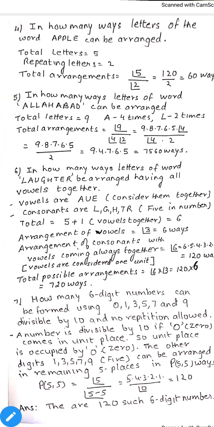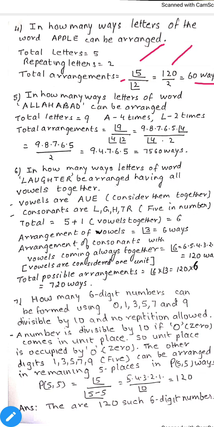In how many ways letters of the word apple can be arranged? Total letters are 5, repeating letters are 2. Now please note down, if letters are repeating, we have to divide the total permutations by them. Total permutations is factorial 5. We divide by those which are repeating, that is factorial 2. P is repeating, so we are getting 120 upon 2, 60 ways.